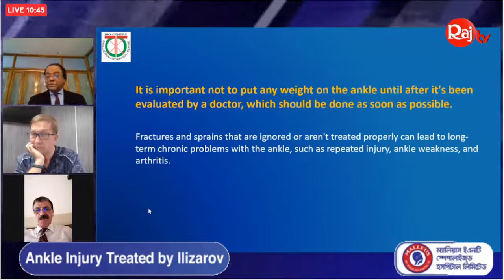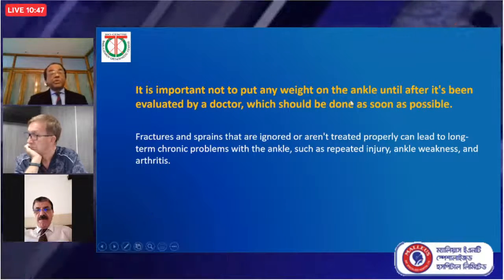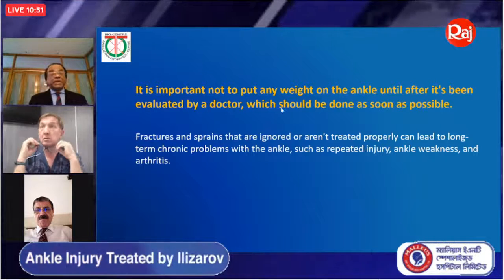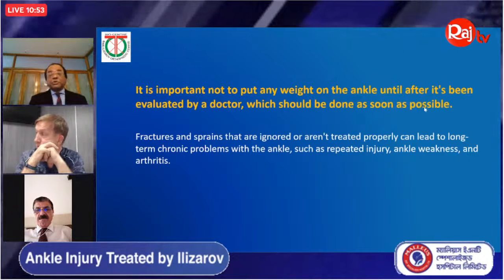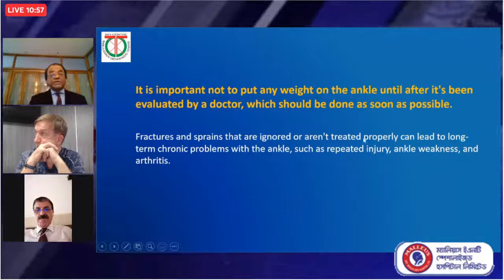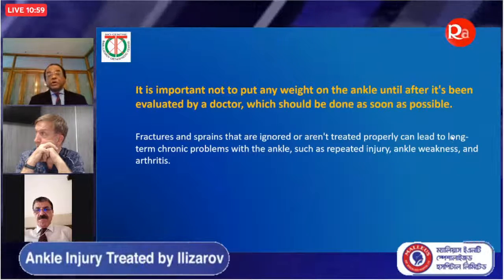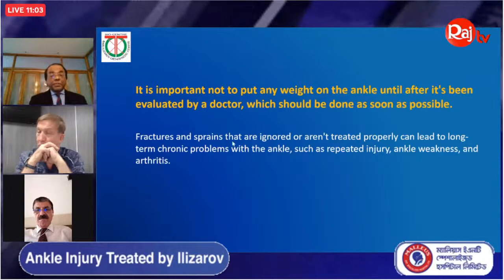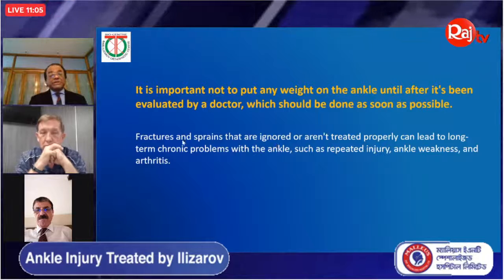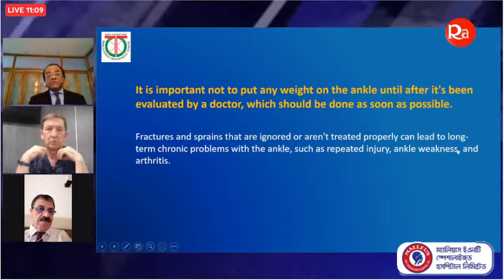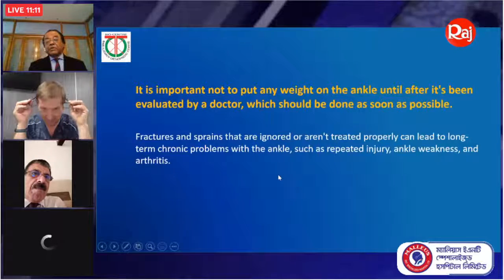It is important not to put any weight on the ankle until after it has been evaluated by a doctor, which should be done as soon as possible. Fractures and sprains that are ignored or not treated properly can lead to long-term chronic problems. Sometimes we get this kind of patients, chronic problems with the ankle, such as repeated injury, ankle weakness, and arthritis.